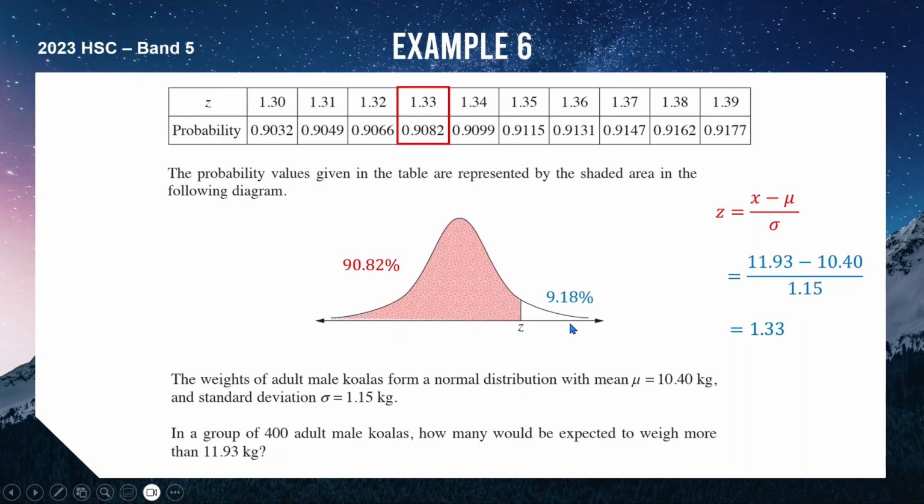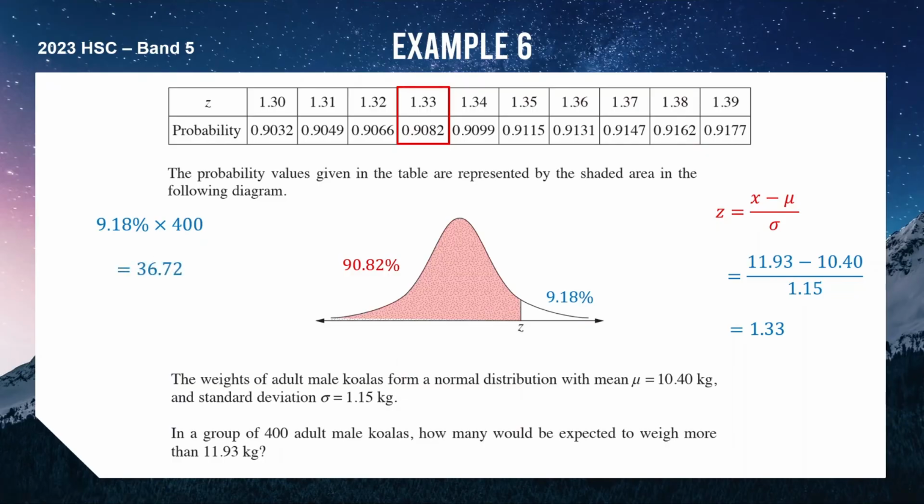And that's the hard part of the question done, because now the question already told me that the entire data set is 400 koalas. I'm trying to find 9.18% that are up here. So I'm just going to do 9.18% times by 400. And that gives me an answer of 36.72.